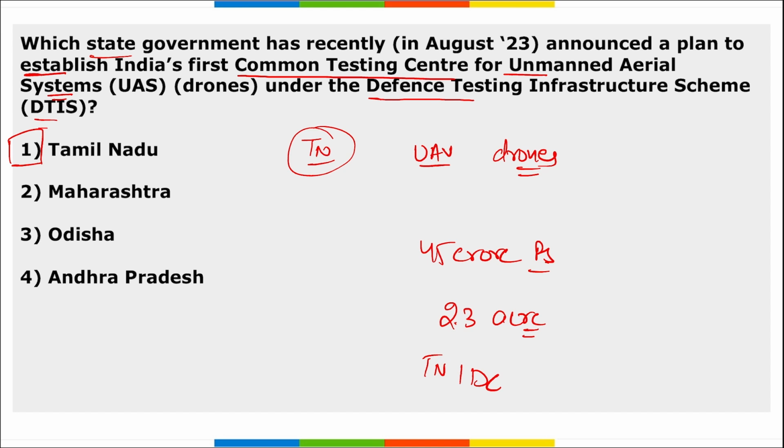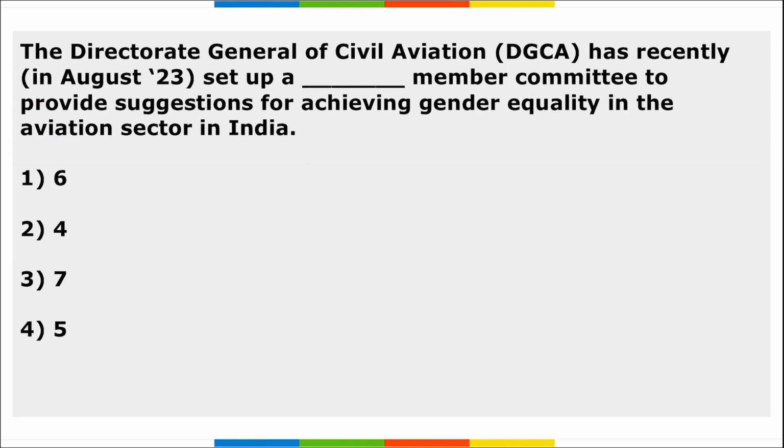Correct? Also remember, Tamil Nadu is the state that has achieved the highest export of electronics from India. Earlier it was UP, but now Tamil Nadu has surpassed UP. Next, DGCA has recently set up a committee to provide suggestions for achieving gender equality in the aviation sector in India.